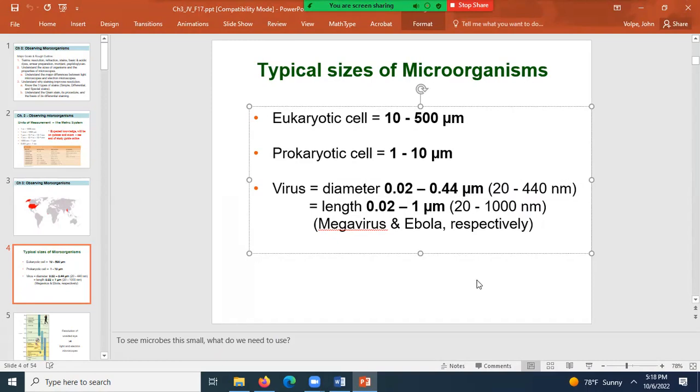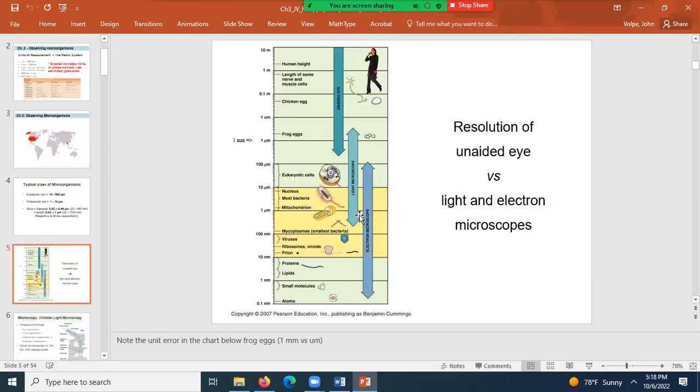All right. So to see microorganisms, what do we need to use to see them? Come on, you guys know this. Microscope. Yeah, you need a light microscope to see most microorganisms, actually all microorganisms.